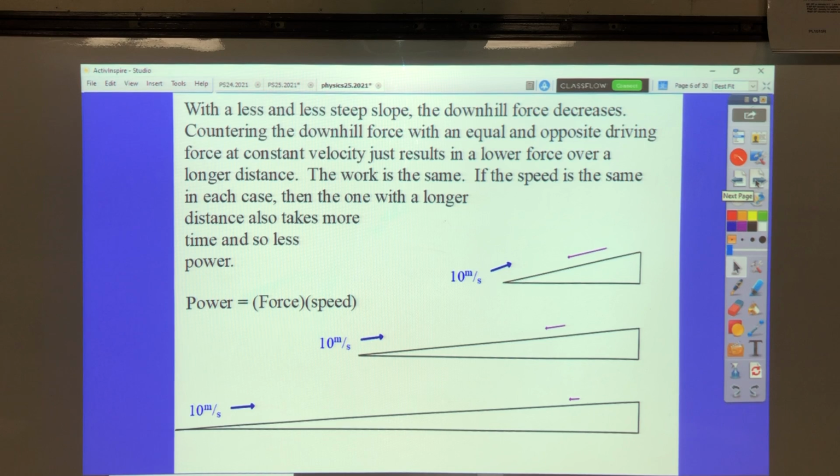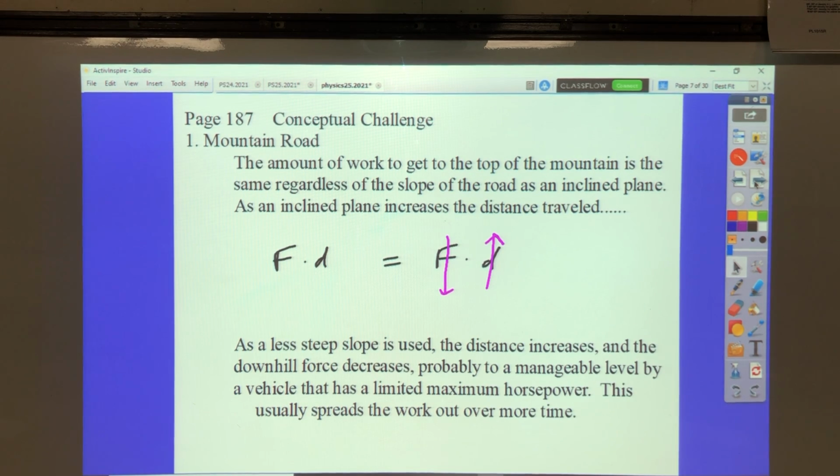That's a lot to think about. Which brings us to the conceptual challenge about the mountain road. The question was, I'm on page 187, many mountain roads are built so they zigzag. Discuss the advantages of a design from the energy conservation and power viewpoint.